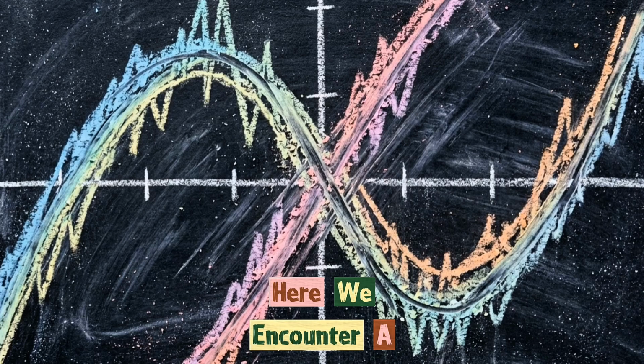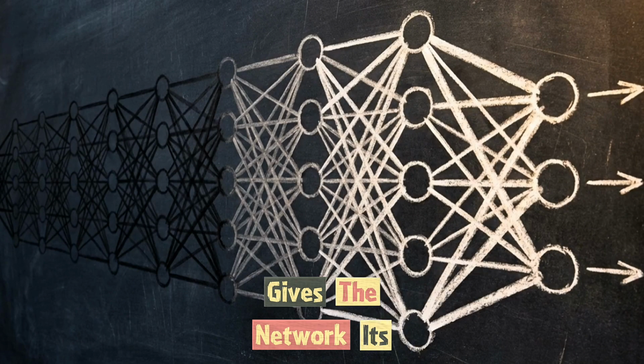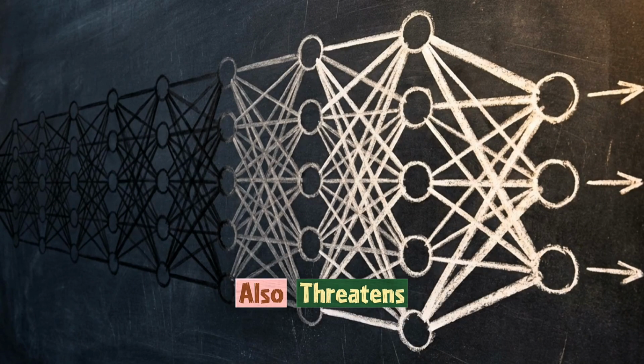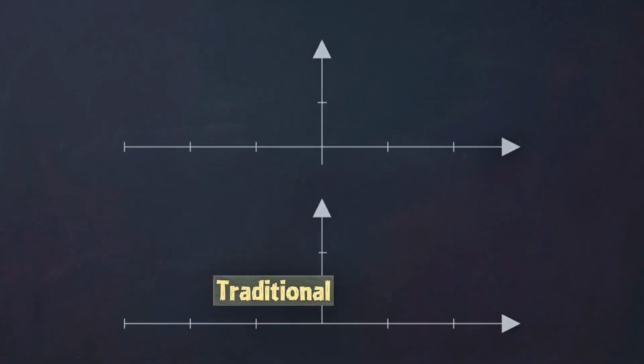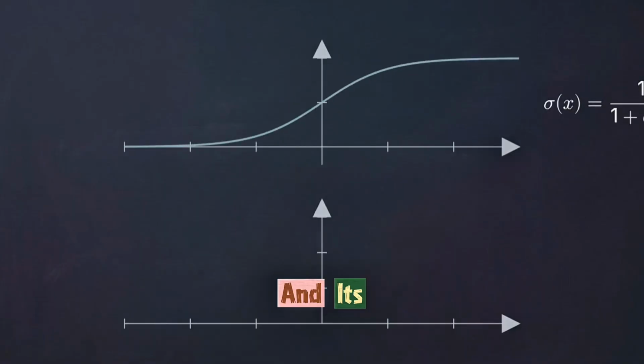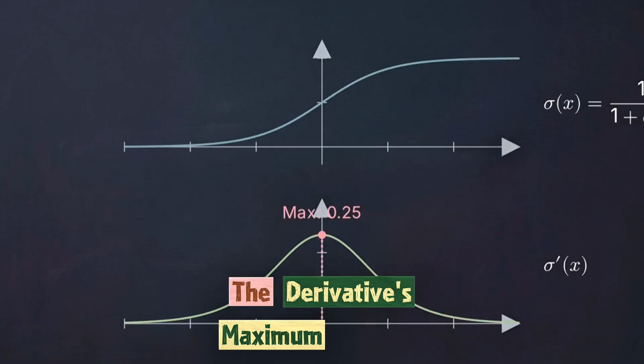Here we encounter a critical mathematical friction. The exponential depth that gives the network its analytical power also threatens to destroy the backward pass entirely. This chart shows the traditional sigmoid activation function and its corresponding derivative curve. Notice the strict mathematical limits of this geometry. The derivative's maximum possible value is exactly 0.25.